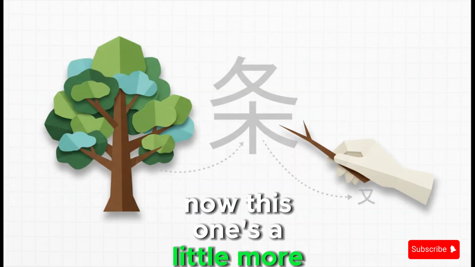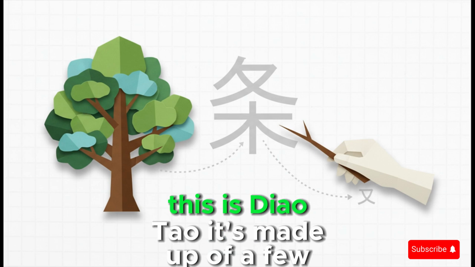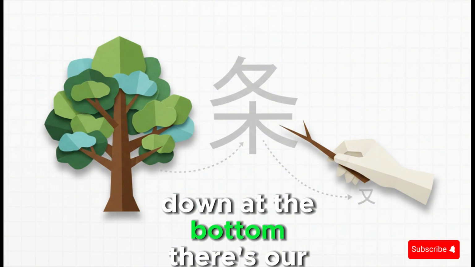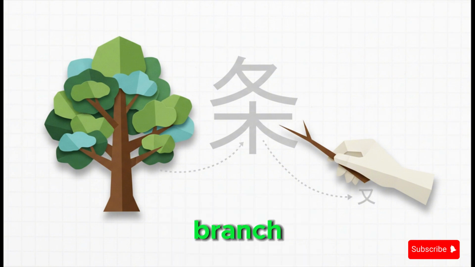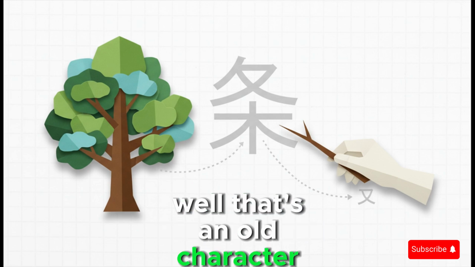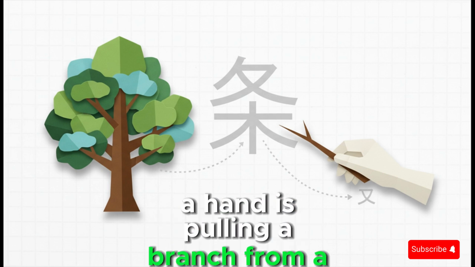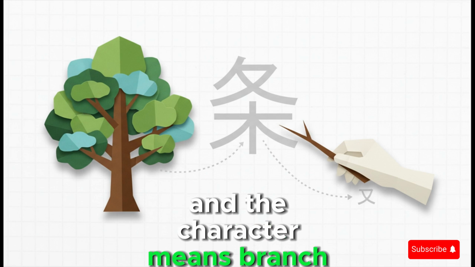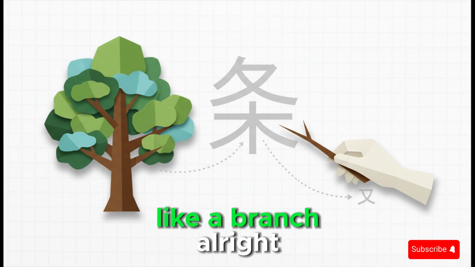Now this one's a little more complex, but the story is still totally there. This is Tiao. It's made up of a few different parts. Down at the bottom, there's our tree. Up in the top left, that little stroke represents a branch. And that symbol on the right, well, that's an old character for a hand. So what's the story here? A hand is pulling a branch from a tree, and the character means branch. Or it's used to describe things that are long and thin, like a branch.